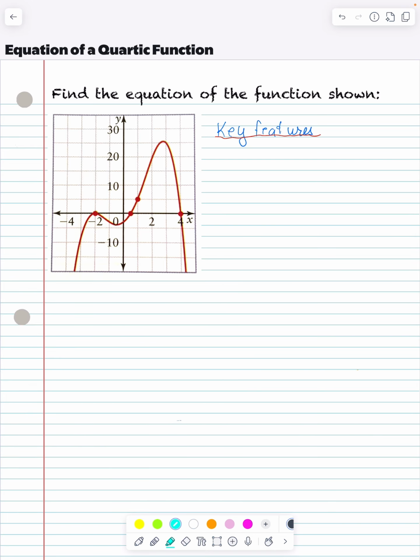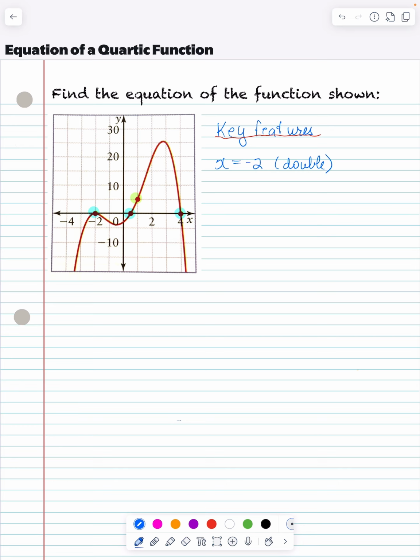The key features are these 3 points. And then we have this point that's highlighted for us. When we look at the key features, the first root is x equals -2, and that is a bump, so it's called a double root or order 2.